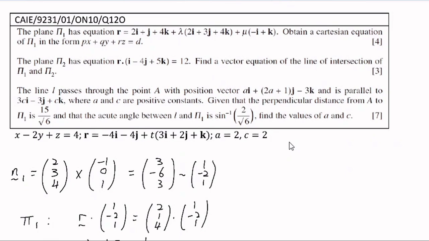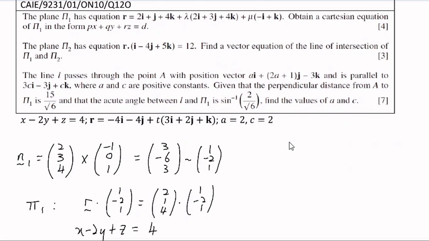So obtain the Cartesian equation of pi 1 in the form of px plus qy plus rz equals d. What we do here is, from the parametric form of the plane, we need to cross the two vectors here. These two vectors are parallel to the plane, so we need to cross them in order to get the normal of the plane. So we can cross them, and we get 3, -6, 3, which we can simplify by using 1, -2, 1 as the direction of it.